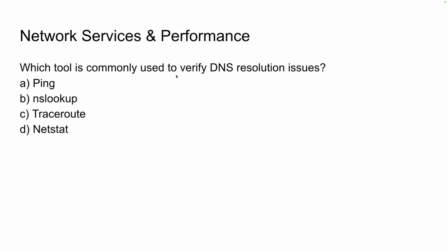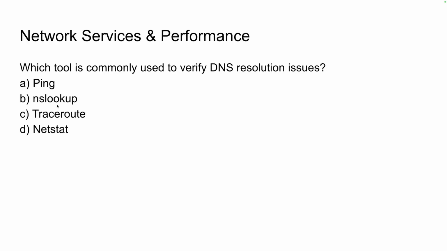Which tool is commonly used to verify DNS resolution issues? So nslookup has to do with DNS resolution. Traceroute is for routing. Netstat is also for trying to find the routes or the routing. Ping is to try to see if a server is up and if it's going to respond.